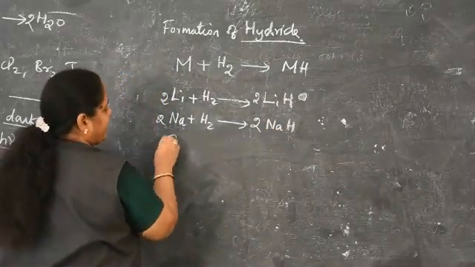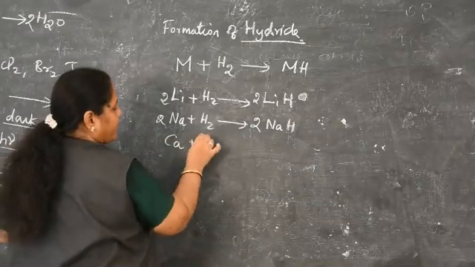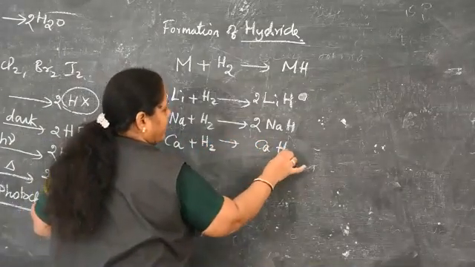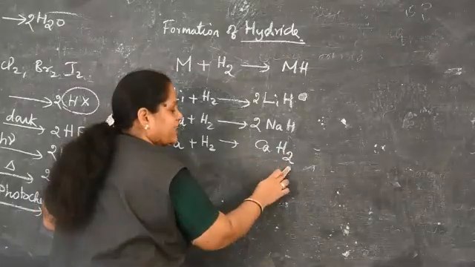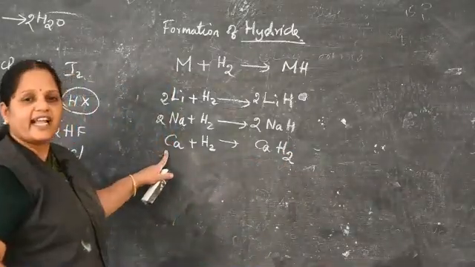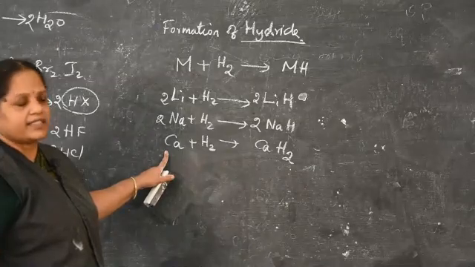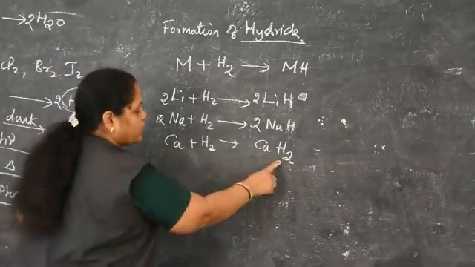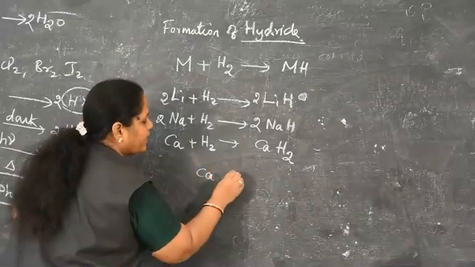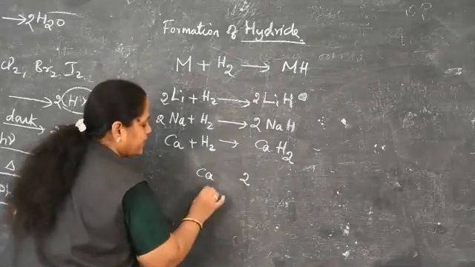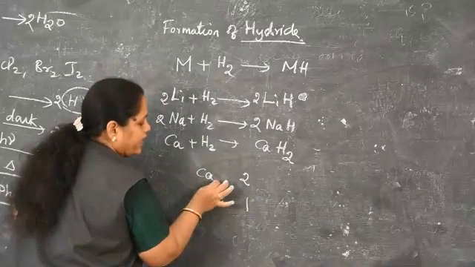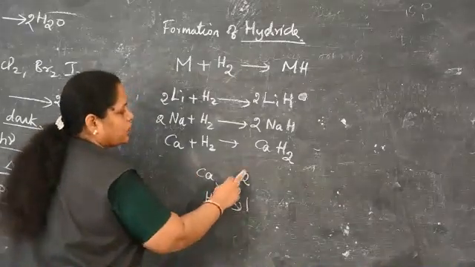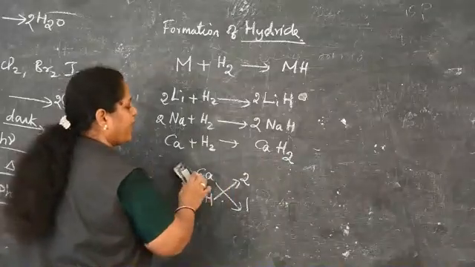Now, like that, calcium combined with hydrogen forms calcium hydride. Now, I write CaH2. Calcium is a second group element, otherwise called an alkaline earth metal. Why do I write H2 here? Because the valency of calcium is 2. The valency of hydrogen is 1. Cross it, chemical formula. So, CaH2 is called calcium hydride.